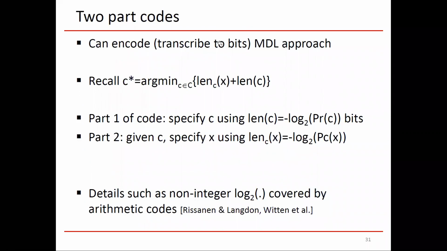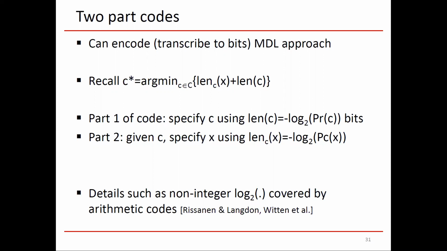All right, so let's move to the next slide. This minimum description length approach, or MDL, we can convert it into bits as follows. Recall, c star is the model c within the model class, capital C, that minimizes the sum of the 2 lengths, length of c to specify c, length c of x to specify x after we've specified c. And this suggests the following code. Part 1, specify c. The number of bits will be length of c, which is the negative log base 2 of basically every c is going to have a probability.